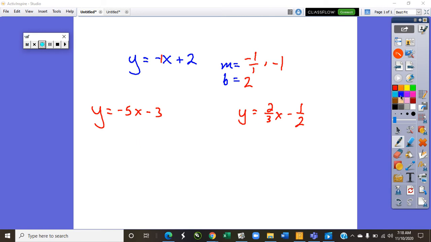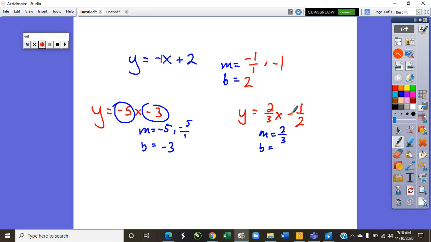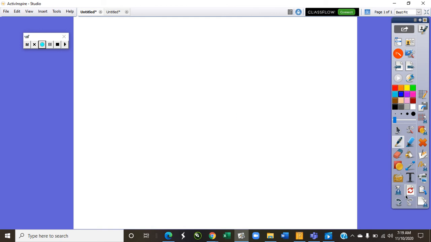Okay, so on this first one, we have slope, we have y-intercept. What's the slope of this? -5, which we can write as -5 over what? Over 1. And what's our y-intercept? Remember, include the sign in front of it. Y-intercept is going to be -3. Over here, we have slope, we have y-intercept. And what's the slope of this line? 2/3. And y-intercept, including the sign in front of it, -1/2. Pretty easy, right?